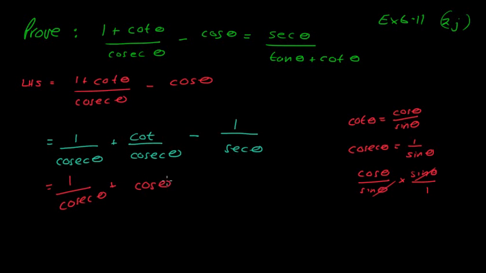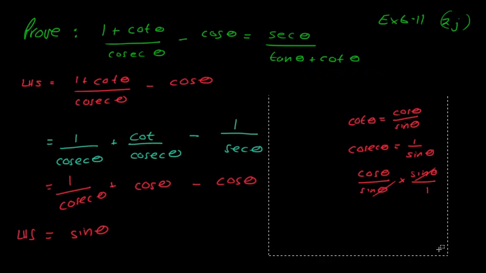Now, I changed this into 1 over sec theta, but I realised that actually it's going to be better to hold it in that respect. Equals now 1 over cosec theta is sine theta. Cos theta minus cos theta, it cancels each other out. So I've got left-hand side equals sine theta. Okay, I'm going to need some more room here. I apologise for this.